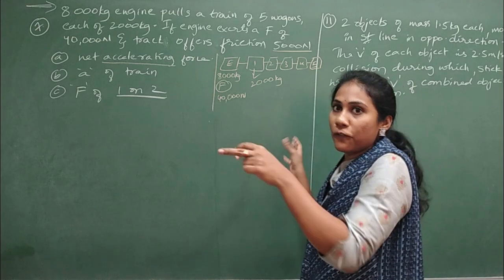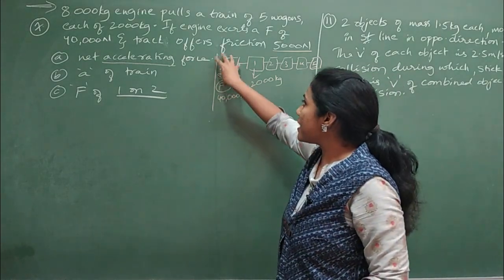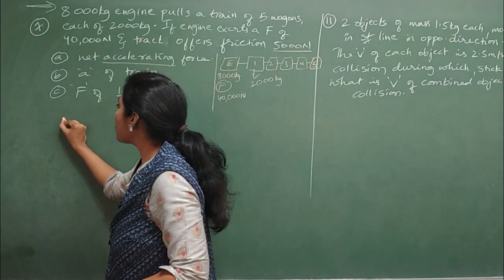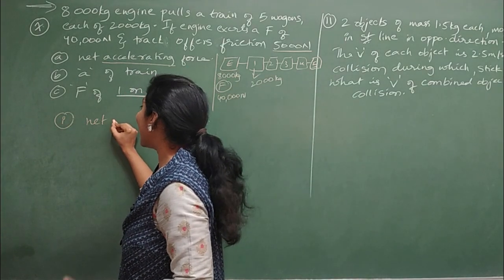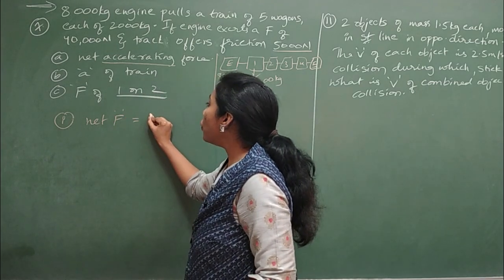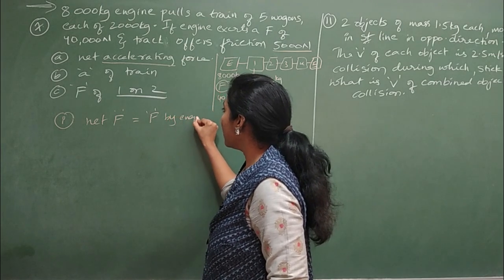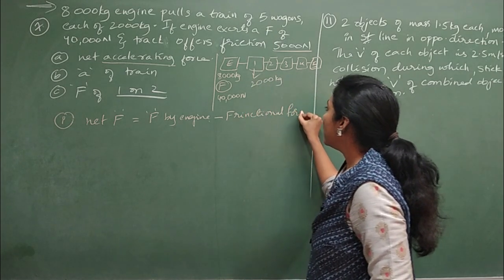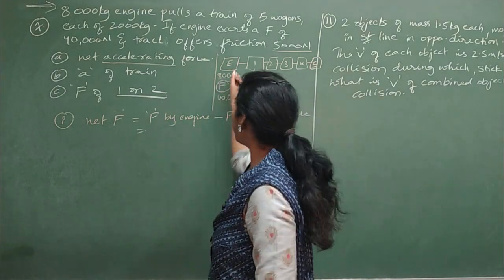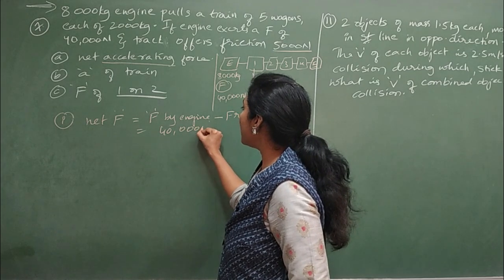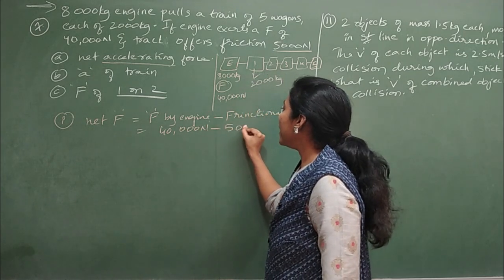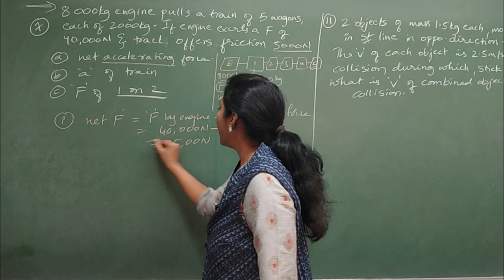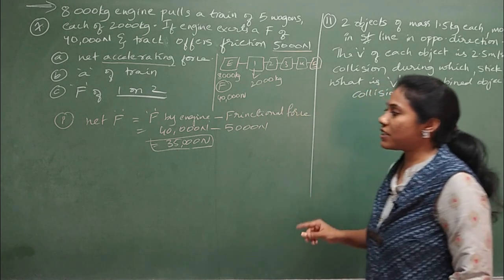I mean the total positive force they are asking. So this much is the force exerted by the engine, and 5,000 Newton is the friction. So how do you calculate the net positive force? So net accelerating force is equal to force offered by the engine minus frictional force. Okay, so that gives you the net accelerating force. So what is the force offered by the engine? It is 40,000 Newton minus how much is the frictional force? 5,000 Newton. So what is the total force you have? You have 35,000 Newton. Okay, so this is your answer for the first question, guys.